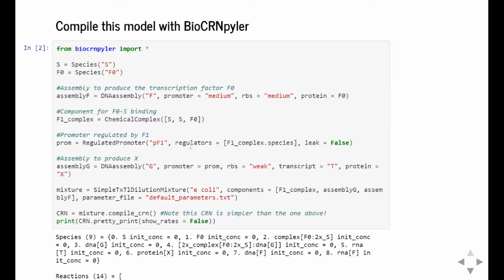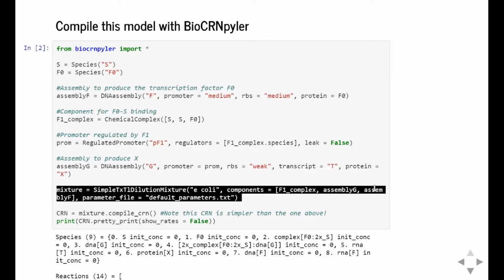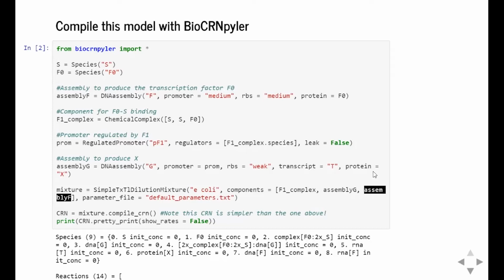The only binding and unbinding I have here is due to this chemical complex where two S's of the signal molecule bind to the inactive transcription factor. Just to remind you, I put that into a regulated promoter where this F1 complex species is my regulator, which is then the promoter in a DNA assembly, which produces a transcript T and a protein X. I put all of these components into a mixture. Note, I also have an assembly here, a little different from what I showed you, producing F.